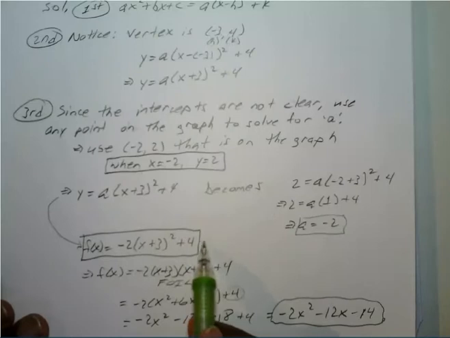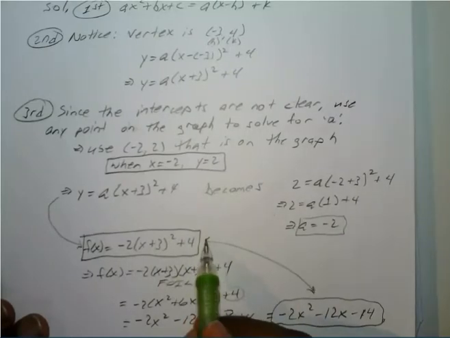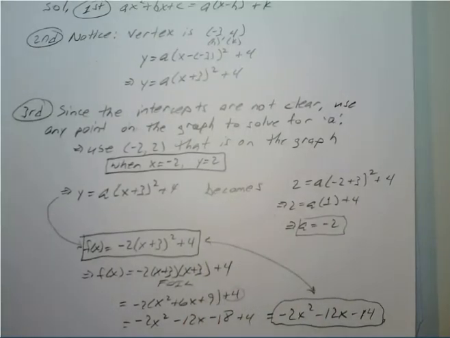Either one of these would be correct. It just depends on which form that particular question wants you to put it in. They'll usually tell you to put it in ax squared plus bx plus c form, or put it in a times x minus h squared plus k form. All right, so hopefully this made sense, and I will see you in the next video.